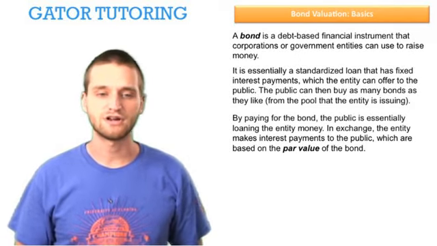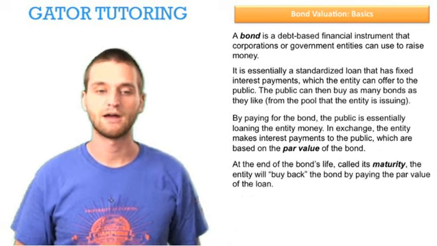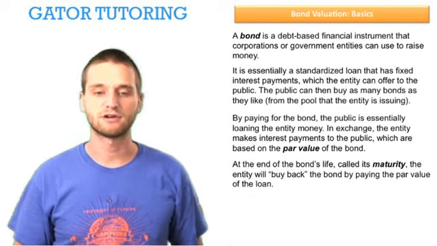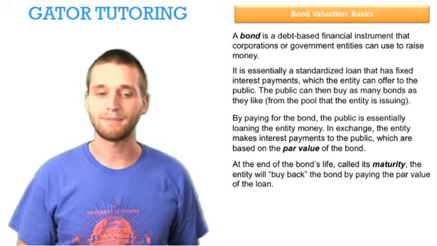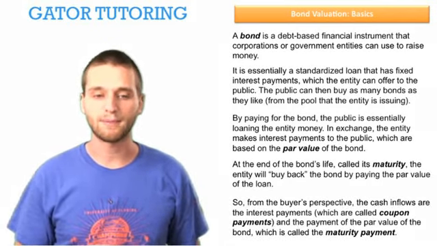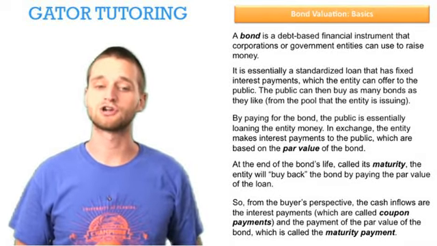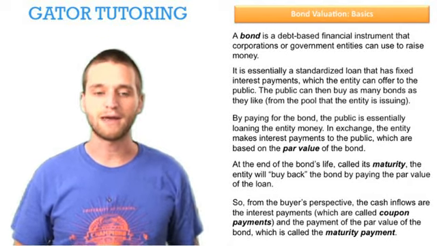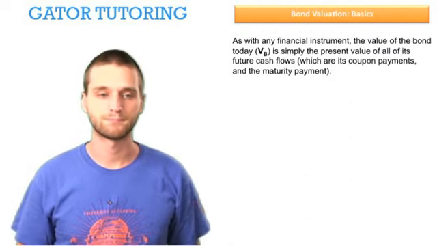In exchange, the entity makes interest payments to the public, which are based on the par value of the bond. At the end of the bond's life, called its maturity date, the entity will buy back the bond by paying the par value of the loan. So, from the buyer's perspective, the cash inflows are the interest payments, which are called coupon payments, and the payment of the par value of the bond, which is called the maturity payment.